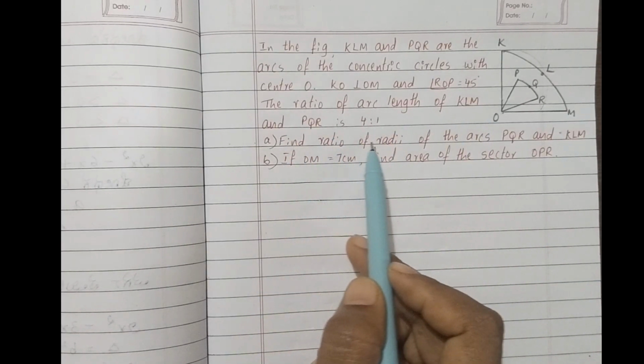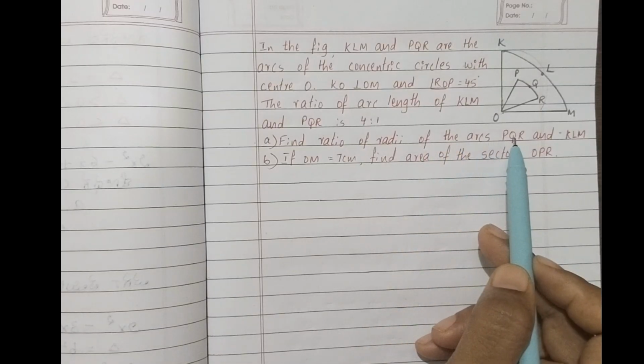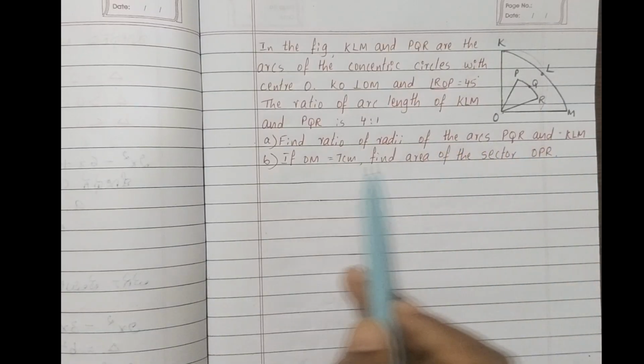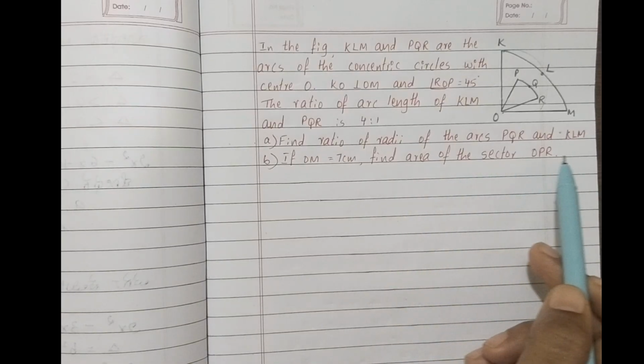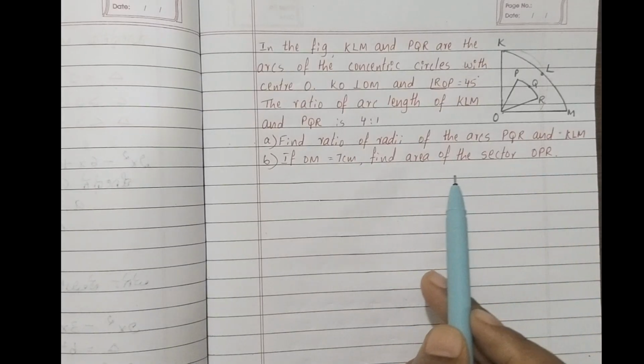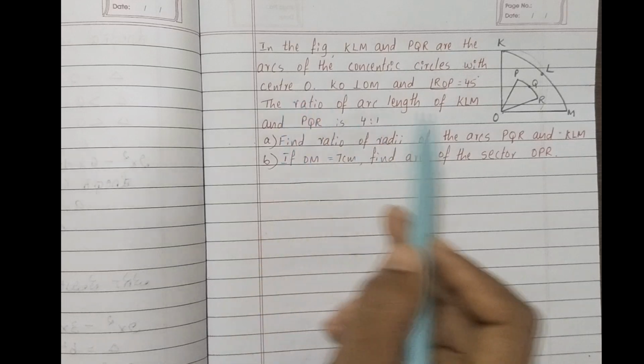A. Find the ratio of the radii of the arcs PQR and KLM. B. If OM is equal to 7 cm, find the area of the sector OPR. Now let me first explain the question.